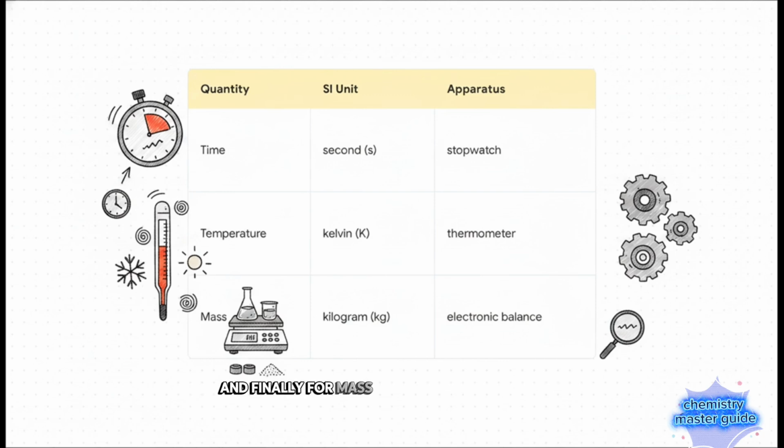And finally, for mass, the SI unit is the kilogram, although we almost always use grams in the lab because we're working with smaller amounts. We measure this on highly sensitive electronic balances. Knowing the exact limits and the specific uncertainties of these tools is absolutely step one in designing any valid experiment.